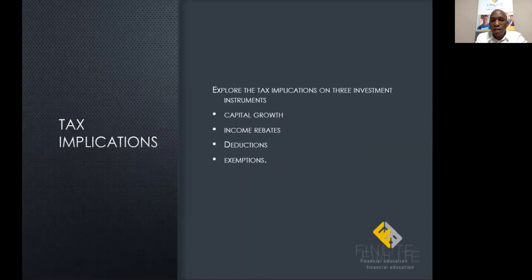So let's explore the tax implications on investment instruments: capital growth, income rebates, deductions, and exemptions. We've already discussed this. Going forward, I'm just going to emphasize the details that you've already shared, so that we understand them better. What is capital growth? What are income rebates? Just remember that rebates are related to age. The people that are under 65 have a certain rebate. The people that are over 65 and the people that are over 75 have different kinds of rebates.